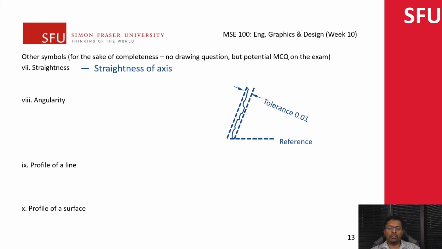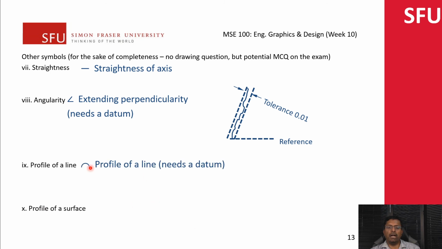So number 9 is going to be profile of a line, or rather, excuse me. So this is going to be perpendicular, and then we use a datum here. Number 9 is going to be profile of a line. The symbol is kind of a semicircle over here. So this requires a datum.